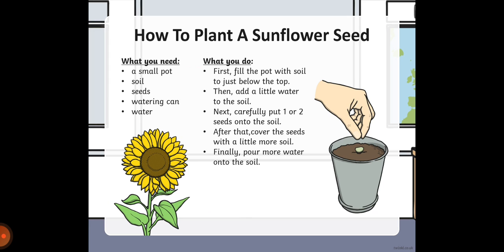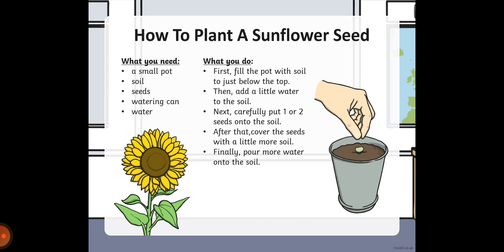Okay, the next thing we need to take care of is what you do. Here we have numbers, but I don't know why they are not written here, but we can write them easily. So number 1, first, fill the pot with some soil to just below the top. Then, add a little water to the soil. What do you think? What do you have here? We start with a sequence word, and it's followed by a comma, and then we have a bossy verb. Okay.